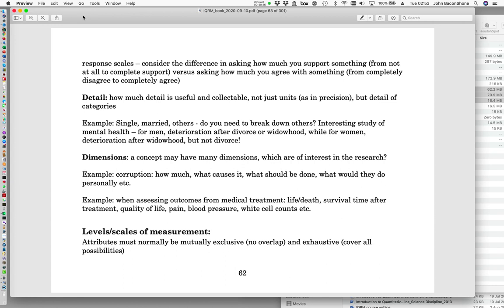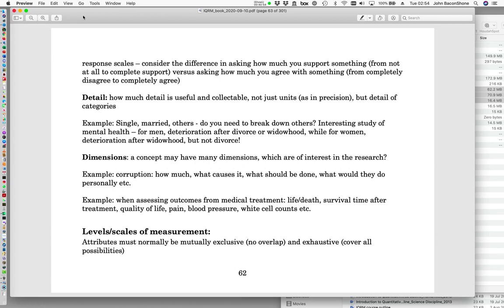Okay, dimensions. So a concept may have many dimensions. One of the questions is which ones are of interest. This came up really in the context of validity just now. I talked about content validity. So if I'm trying to measure corruption, there's so many different dimensions of corruption which I might be interested in, and I need to be clear which ones am I trying to measure. So it could be how much corruption there is, what causes the corruption, what should be done about it, what is your personal response to corruption, and so on.